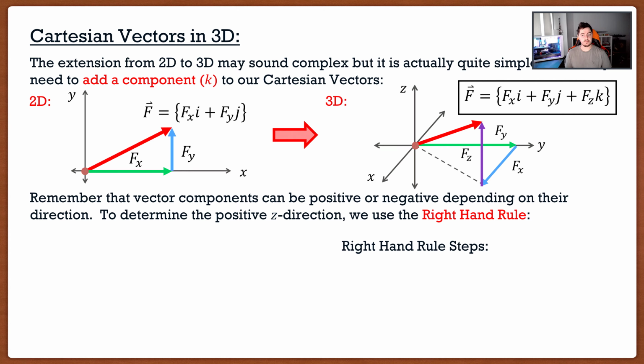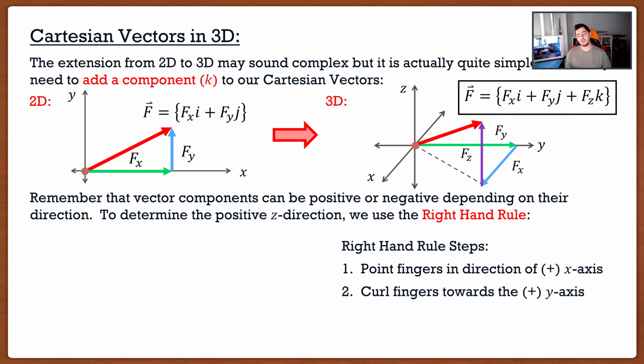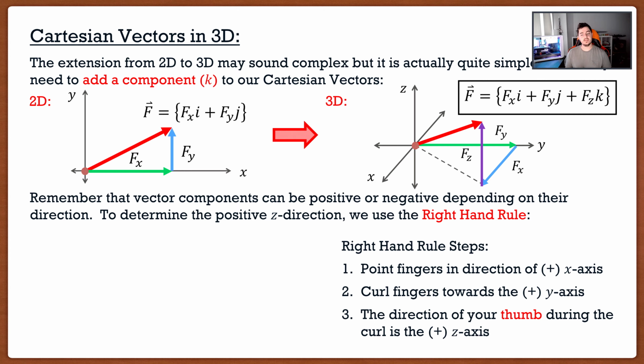It's a series of steps. If I want to find the positive z-axis, given the x and y-axes, all I'm going to do is point my fingers in the direction of the positive x-axis. I'm going to then curl my fingers towards the positive y-axis, and whatever way my thumb is pointing is the direction of the positive z-axis. Now you guys may be saying, Clayton, that was garbage. I don't understand what you said at all. Can you give me an example? Well, yes, of course. That's the best way to learn these things.